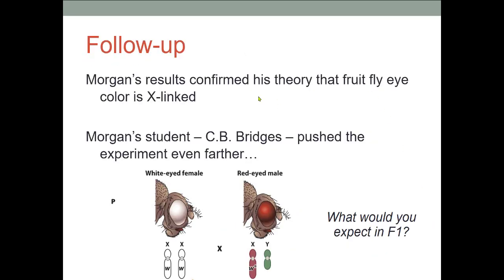And so, as often happens, the big boss was satisfied here. They went on and published some pretty important papers about this stuff. Confirmed the theory that fruit fly eye color, at least for this gene, is X-linked.